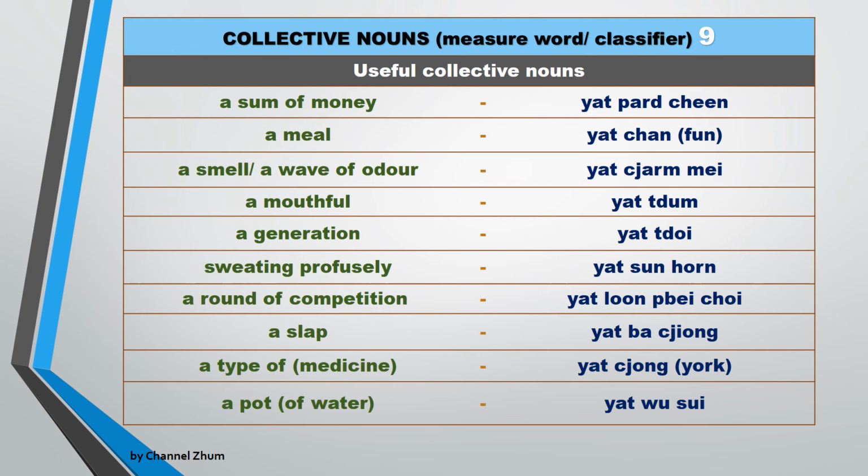Useful collective nouns. A sum of money, 一筆錢. A meal, 一餐飯. A smell or a wave of odor, 一陣味. A mouthful, 一啖. A generation, 一代. Sweating profusely, 一身汗. A round of competition, 一輪比賽. A slap, 一巴掌. A type of medicine, 一種藥. A pot of water, 一壺水.